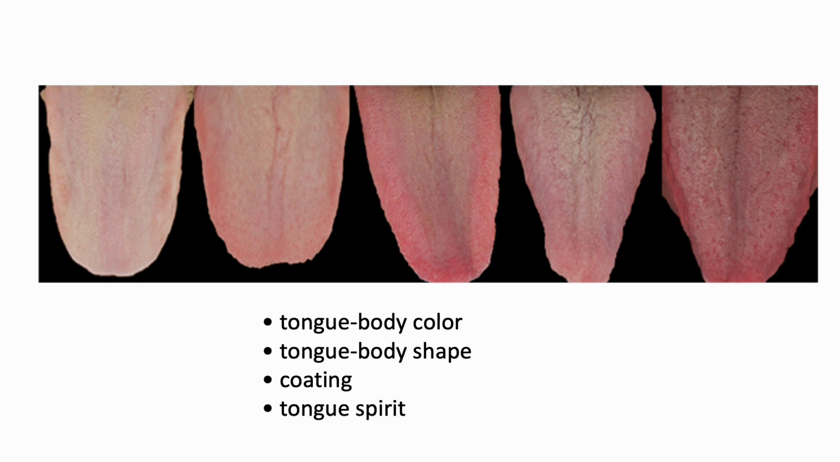It is very important to examine the tongue systematically, following always the same order, which should be as follows: tongue body color, tongue body shape, coating, tongue spirit. Following this systematic order of observation of the tongue is strongly recommended because the above order reflects the relative clinical importance of each item. For example, the tongue body color reflects conditions of heat or cold and deficiency of yin or yang in various organs, and especially the yin organs. It should therefore always be the first aspect to be observed.